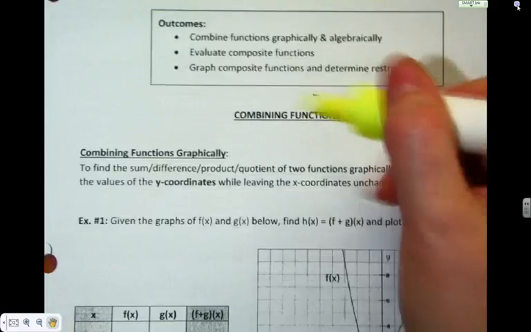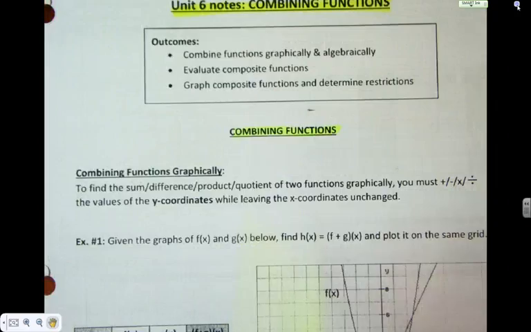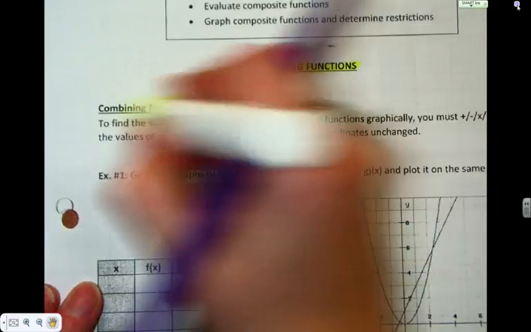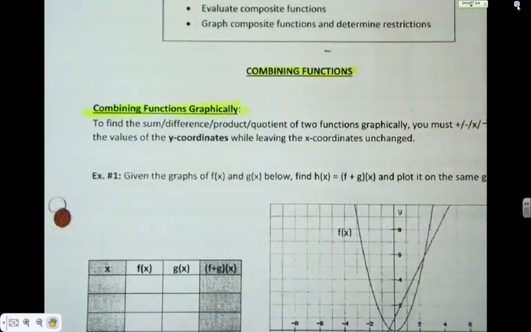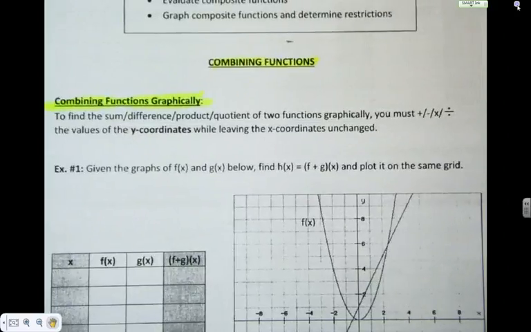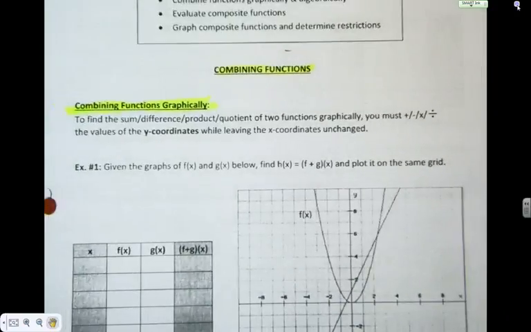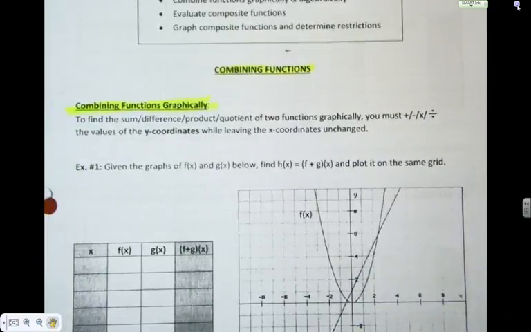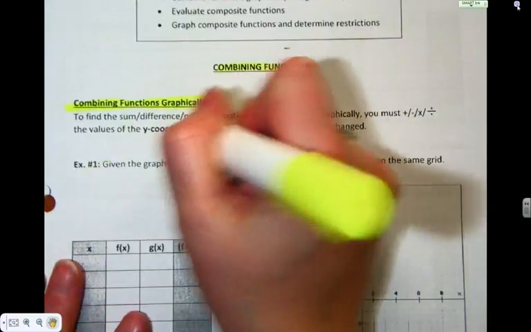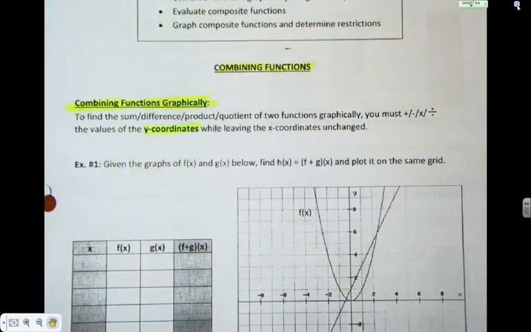So what we're doing today is called combining functions, which is adding, subtracting, multiplying, dividing. So we're going to take a parabola and a square root and add them. We're going to take a cubic and, I don't know, absolute value and divide them. And let's find out what happens when we combine functions. We're going to do it graphically first, then we'll do it algebraically. So to find the sum, difference, product, quotient of two functions, we either add, subtract, multiply, or divide the y coordinates, and we leave the x coordinates unchanged.